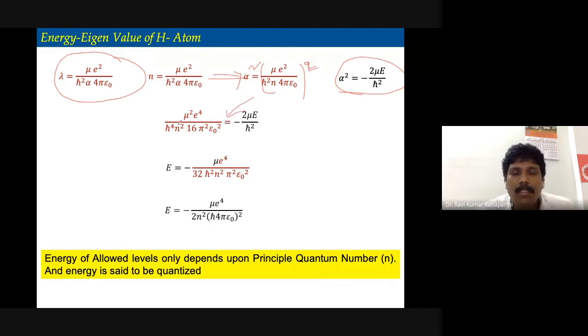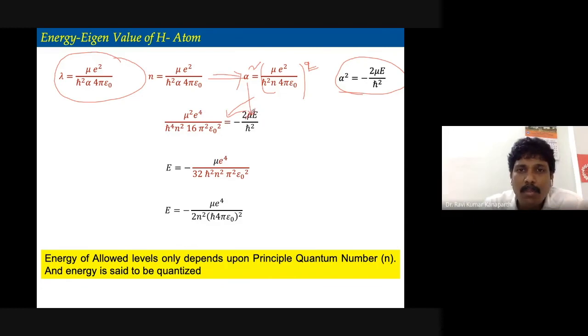That mu squared e to the power 4, h to the power 4, n squared, 16 pi squared epsilon naught squared is equal to alpha squared, right? Alpha, this side is here. Alpha squared is nothing but minus 2 mu e upon h cross squared, right? And here you can see some of the common things.